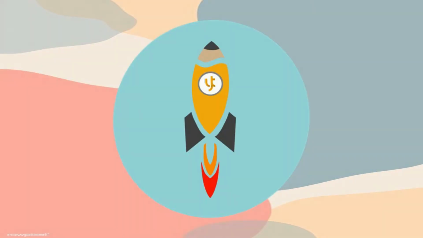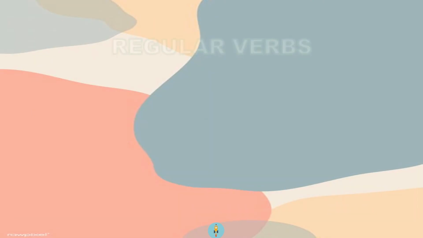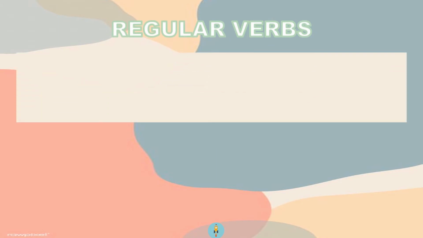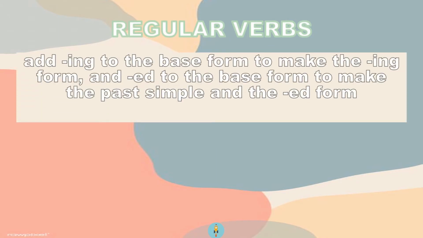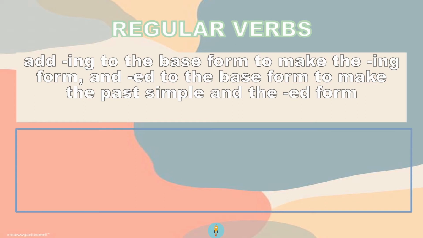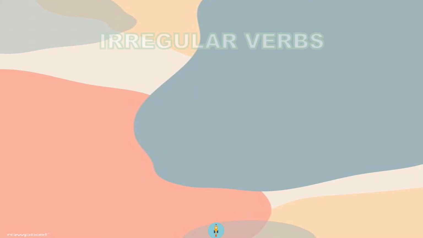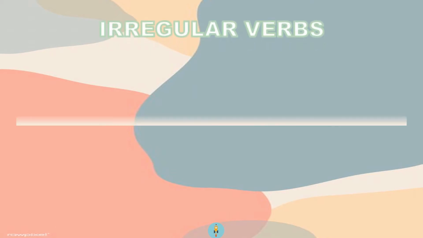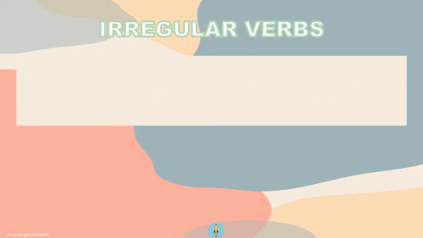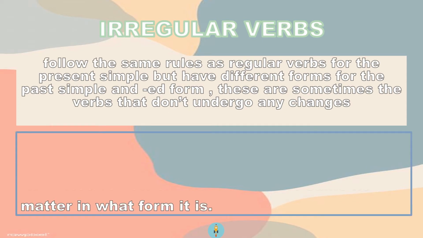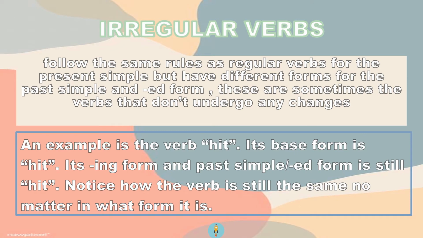A verb can either be regular or irregular. Regular verbs add ing to the base form to make the ing form, and ed to the base form to make the past simple and the ed form. Irregular verbs follow the same rules as regular verbs for the present simple, but have different forms for the past simple and ed form. These are sometimes the verbs that don't undergo any changes.